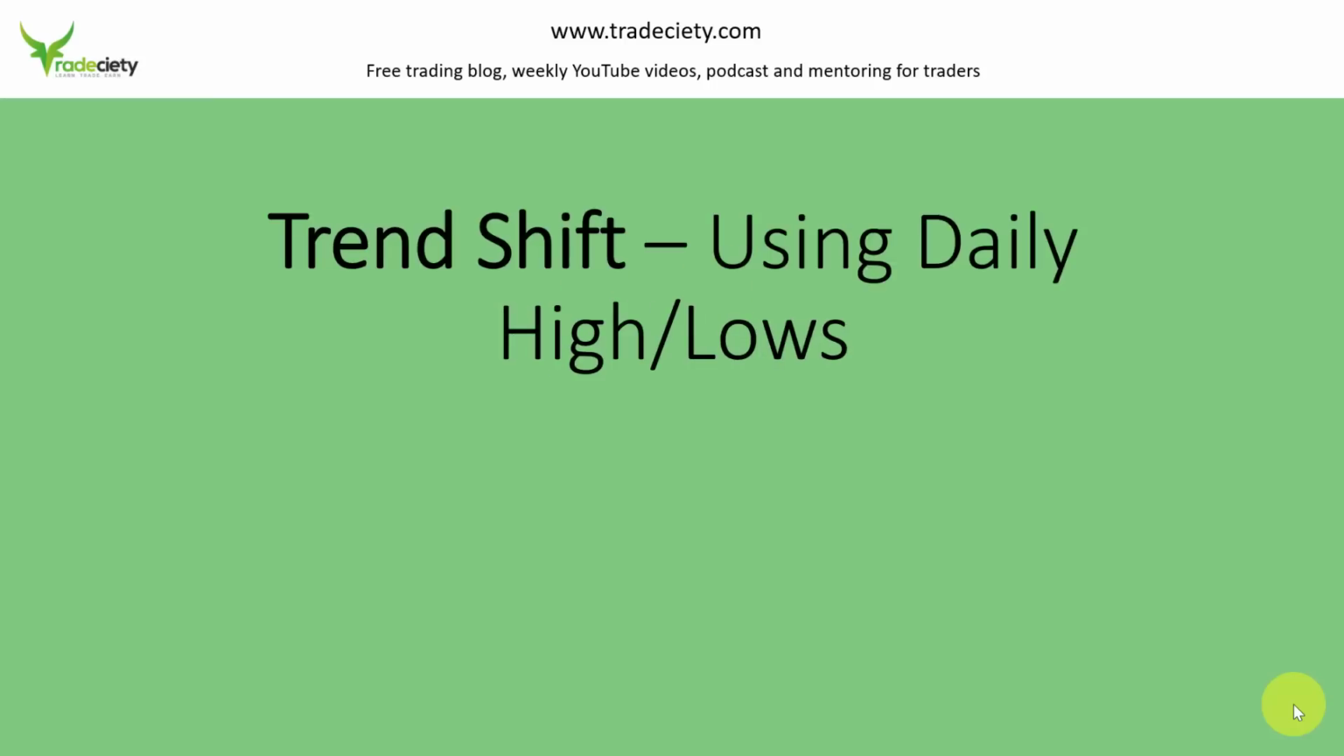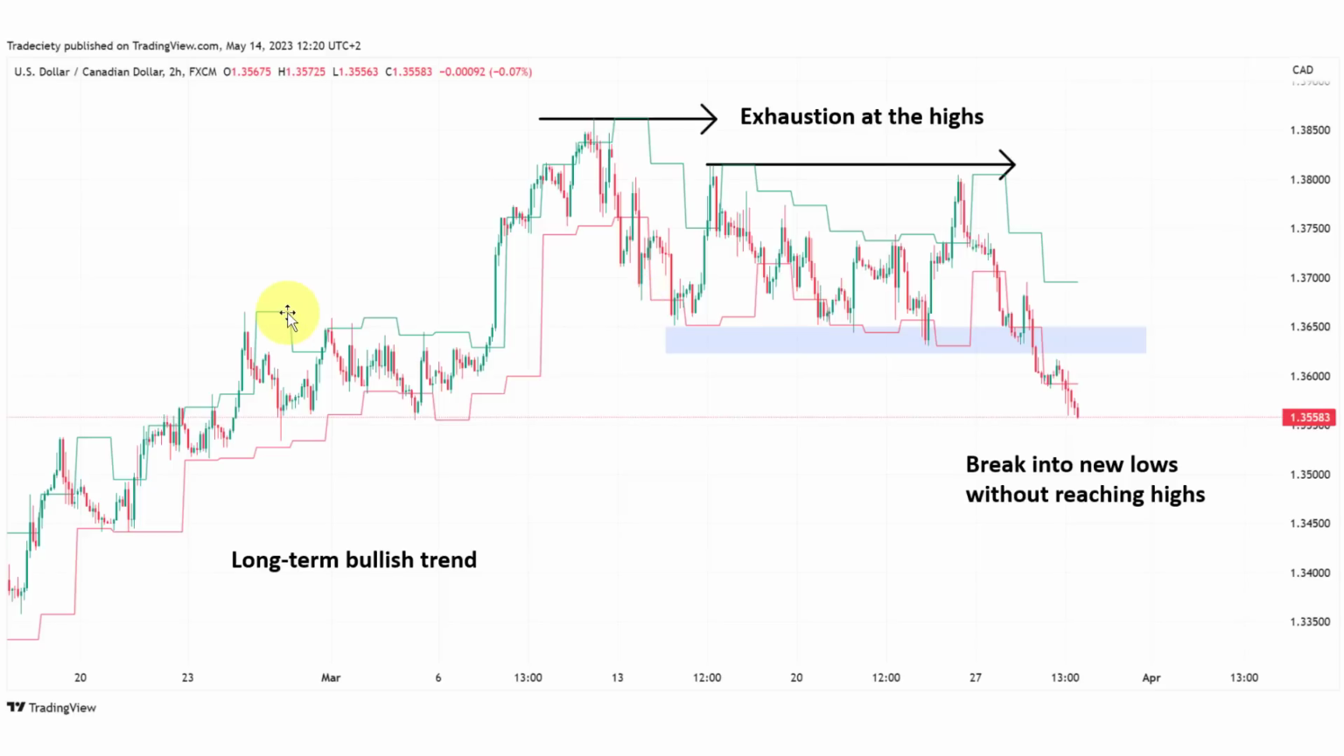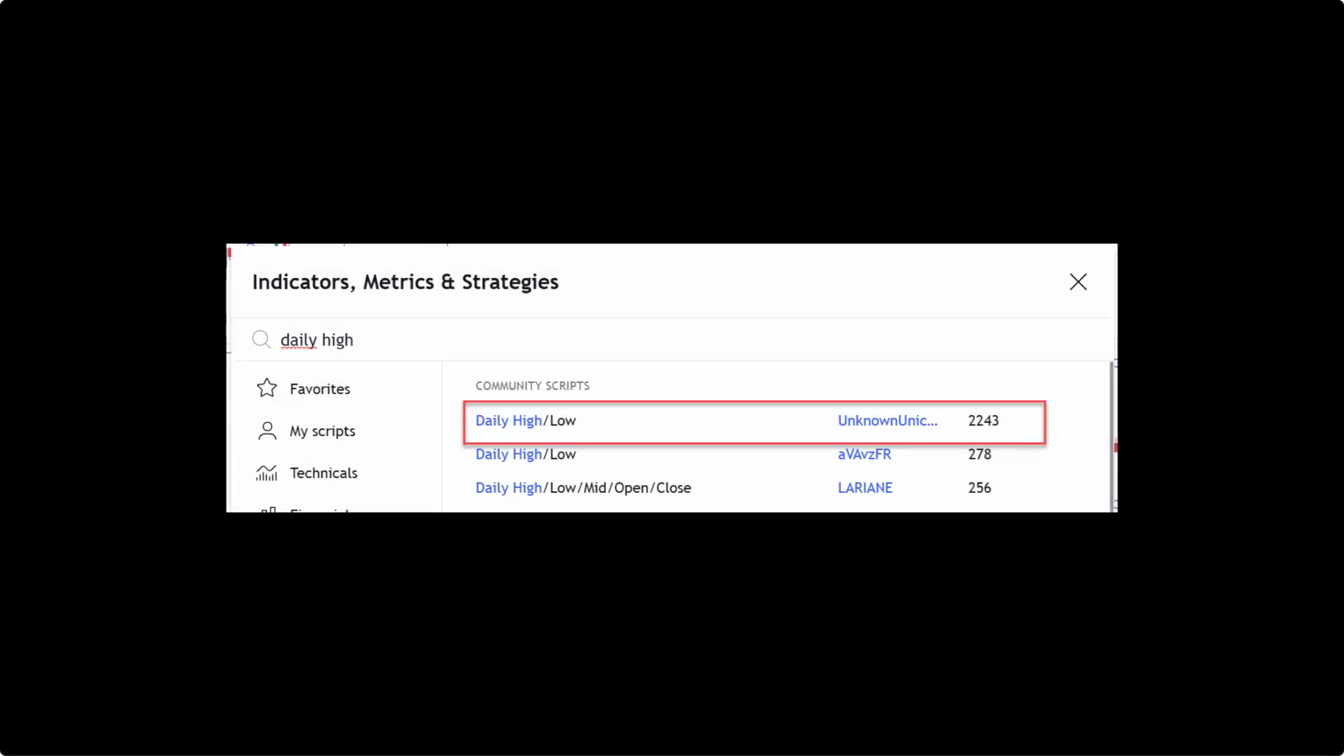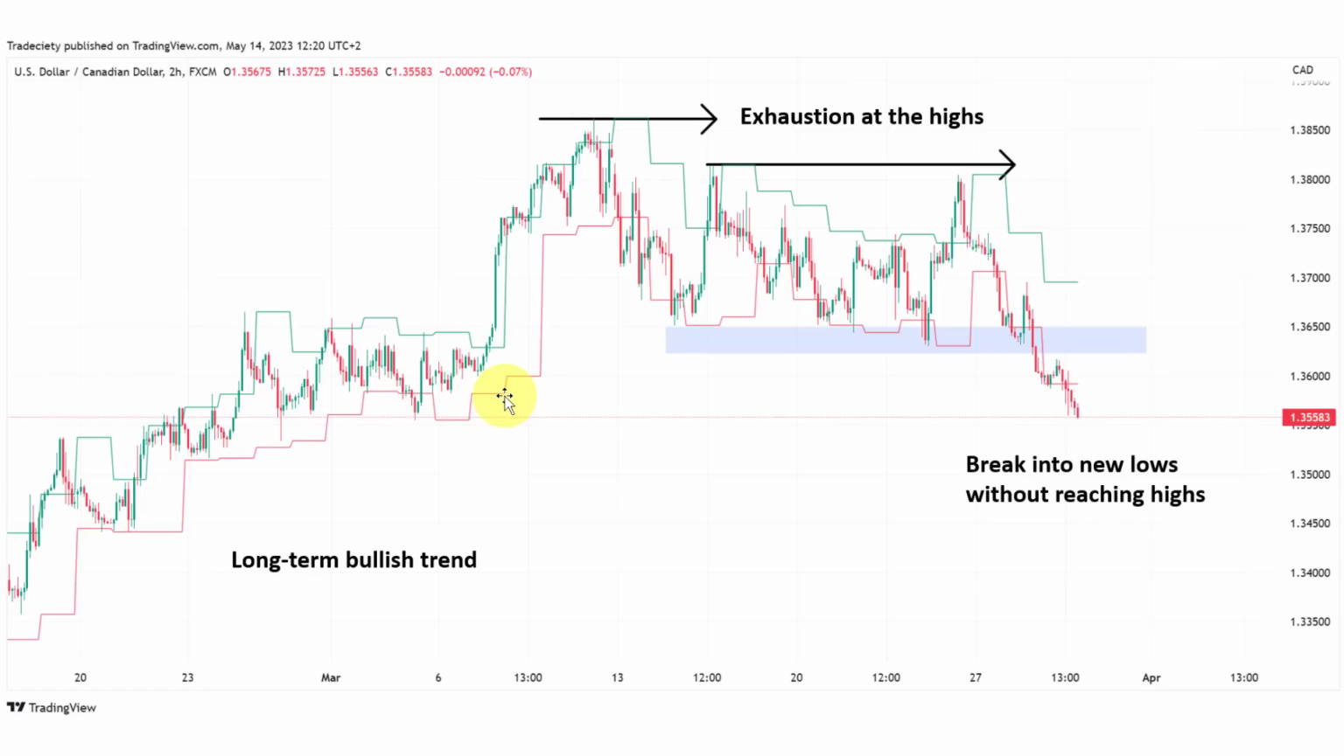We are starting with a trend shift, and this is a great trend following trading approach, using a very simple indicator, the daily high low, and price action principles. In TradingView, it's very simple. You just open your indicators and type in daily high, daily low, and this is what you will get. It gives you the channel. The green one at the top shows you the previous day high, and the red one at the low shows you the previous daily low.